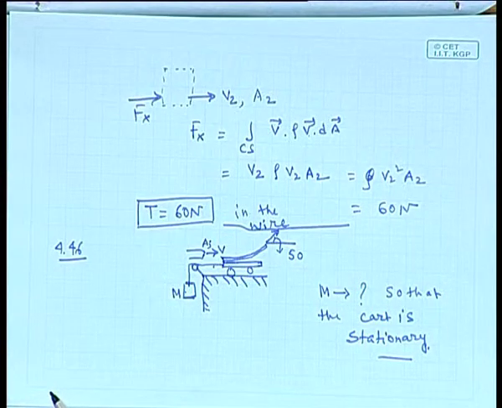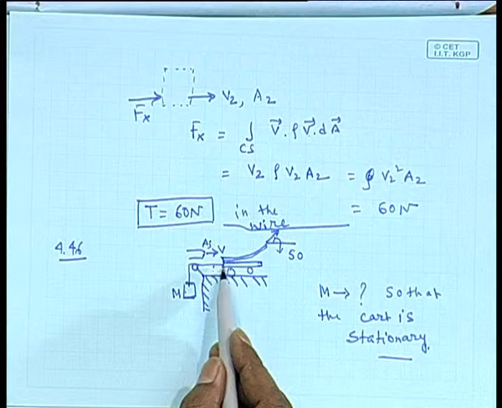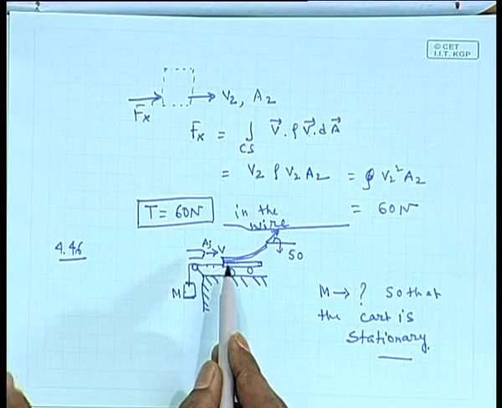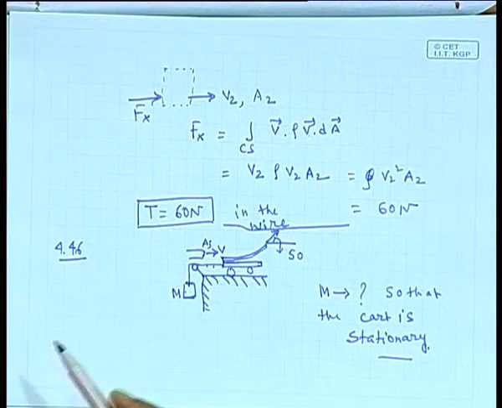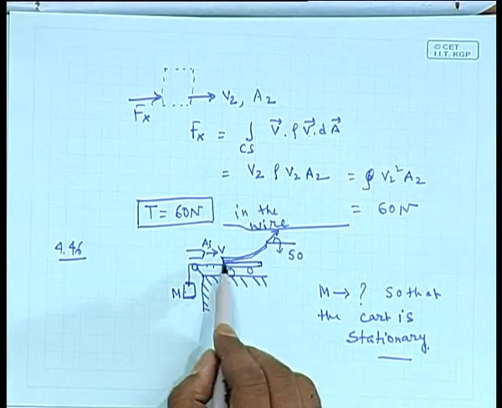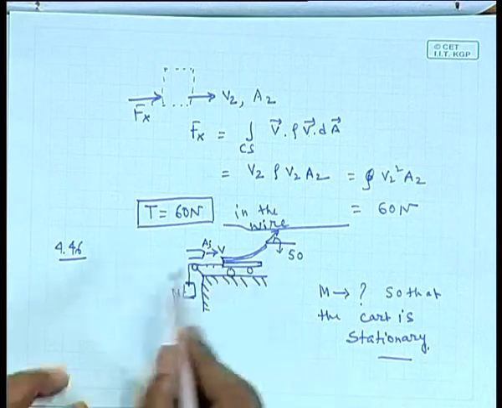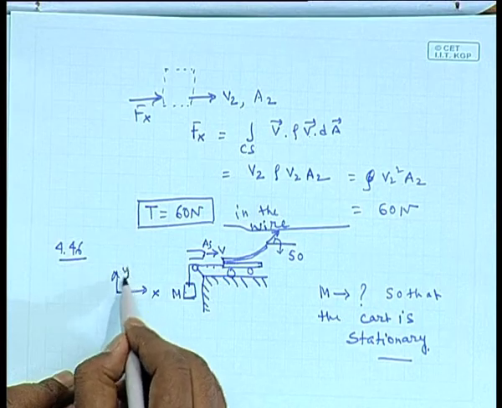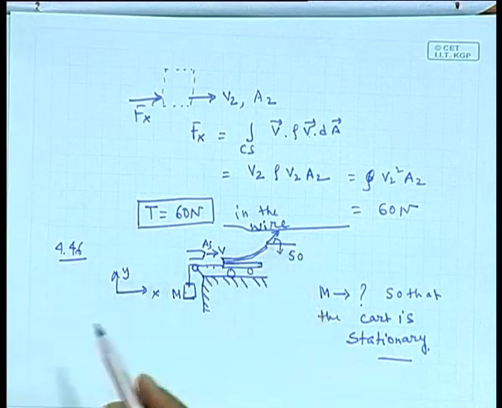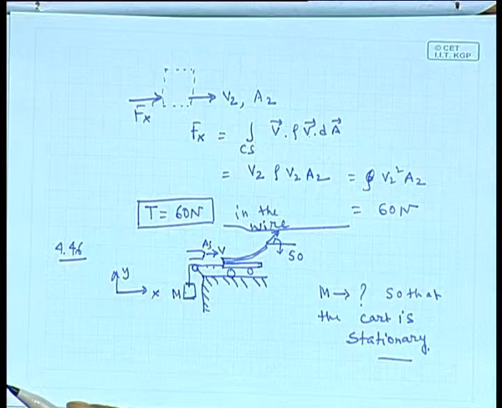Only thing is that, since it is connected to tension, that tension should be equal to the reaction force in the x direction on the control volume. So instead of V, because V is in the positive x direction, this is x, this is y, you will be having a component of V in the x direction in terms of V cos 50. Okay.